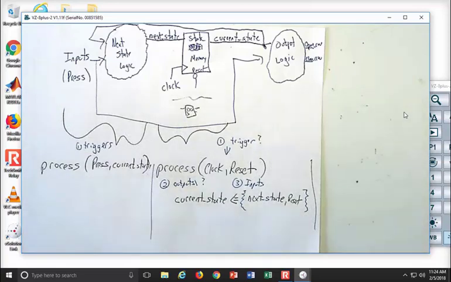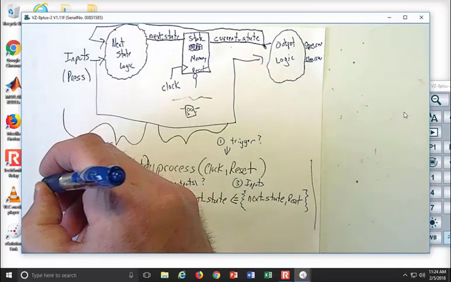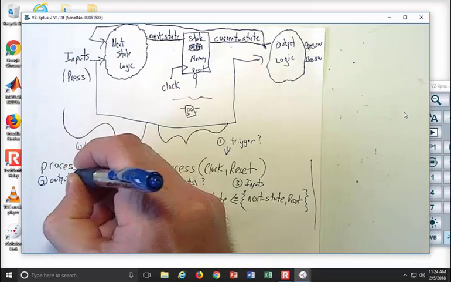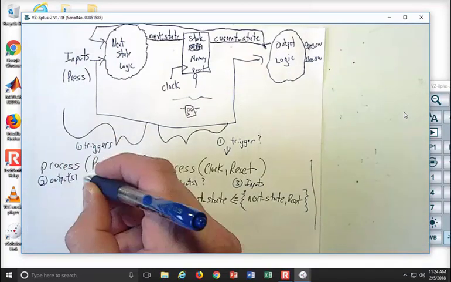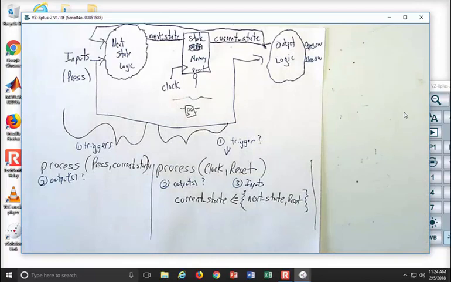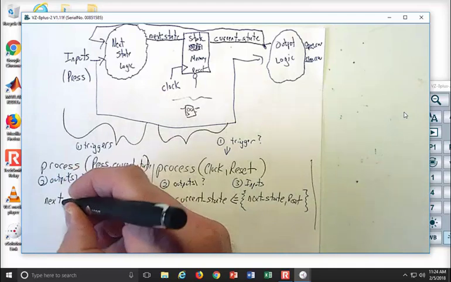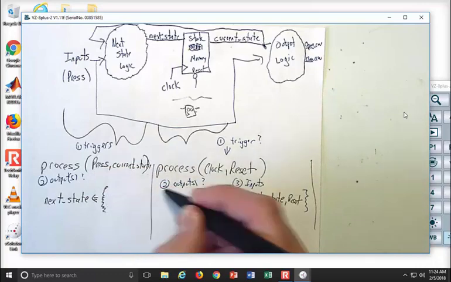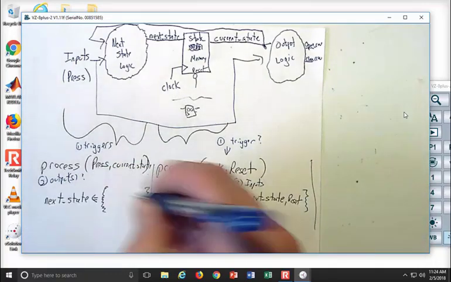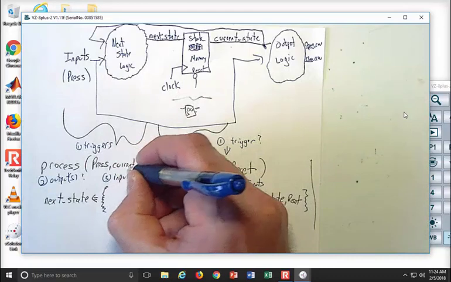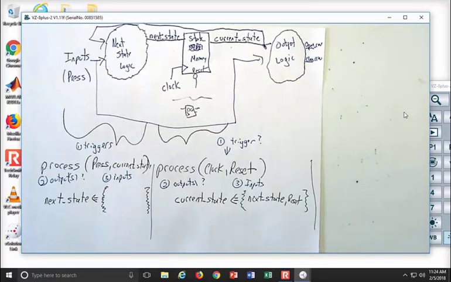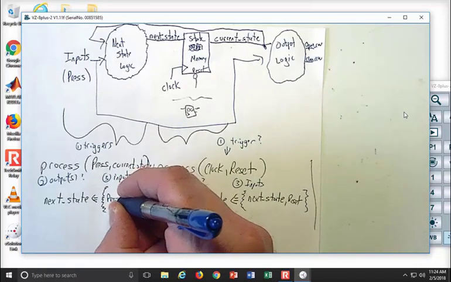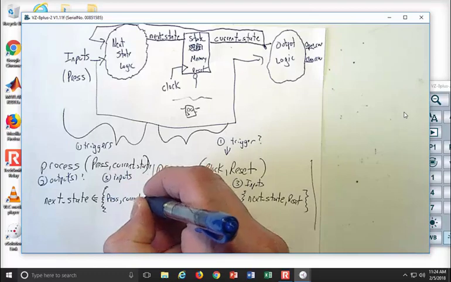The reason it's important to be its own process is because when I think about the outputs of this process, who do I assign to in this process? Next state. The output of this process is called next state, and it will get assigned something based upon some logic that you put in here. That becomes the third thing I care about: what are the inputs that I look at? You already listed them in the sensitivity list because it's combinational logic. So you're going to look at press, and you're going to look at current state.